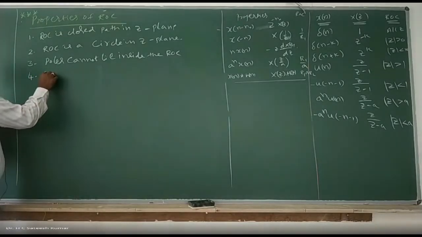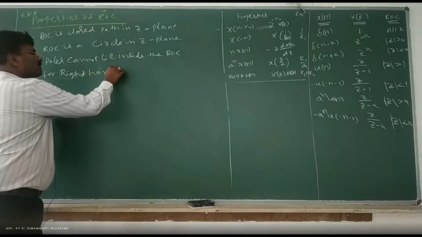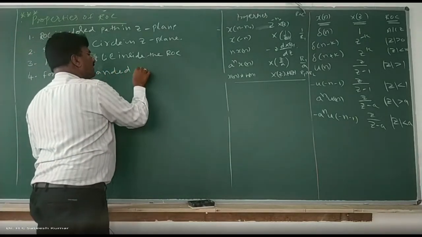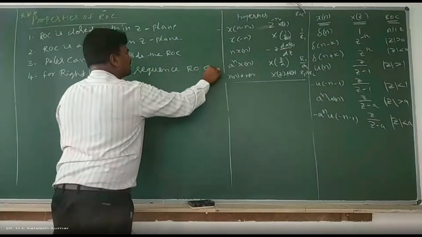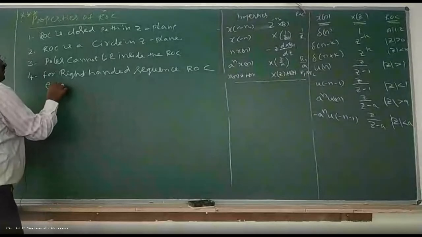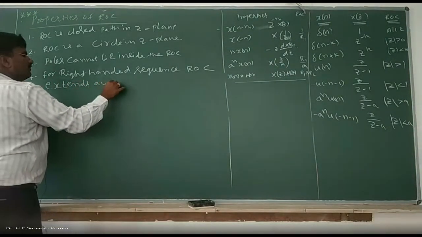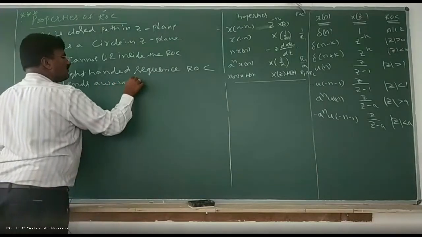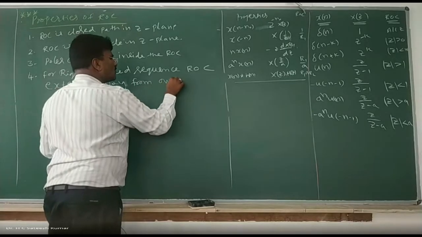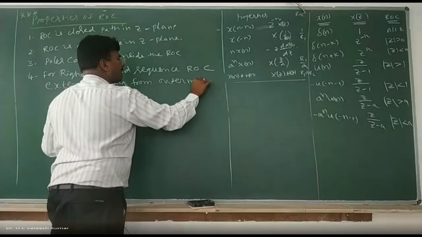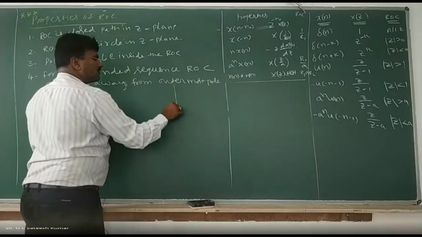So for a right-handed sequence, ROC extends away from the outermost pole. Very, very important property. Outermost pole. Using this concept, you can easily remember the ROC. We'll have to give the sketch for this.